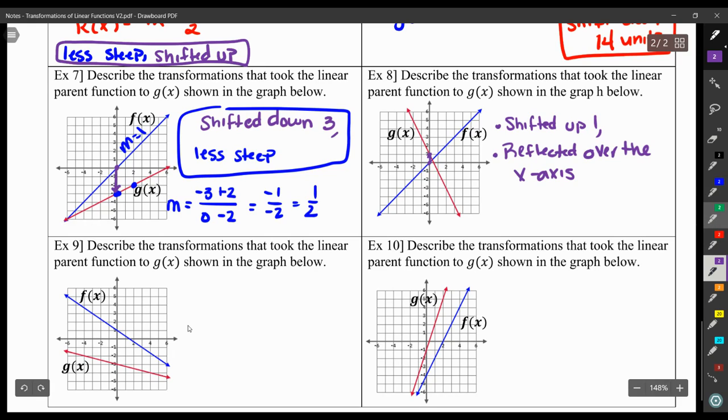And the last thing I need to tell is steepness. Now this one's not as clear as example 7. I know that my blue line, my parent function, has an m of 1. So let's find the slope of my red line. This coordinate is at 0, 1, and let's pick this coordinate at 1, negative 1. And I'm going to find my slope. So y2 minus y1 over x2 of 0 minus 1. So I have negative 2 over negative 1.